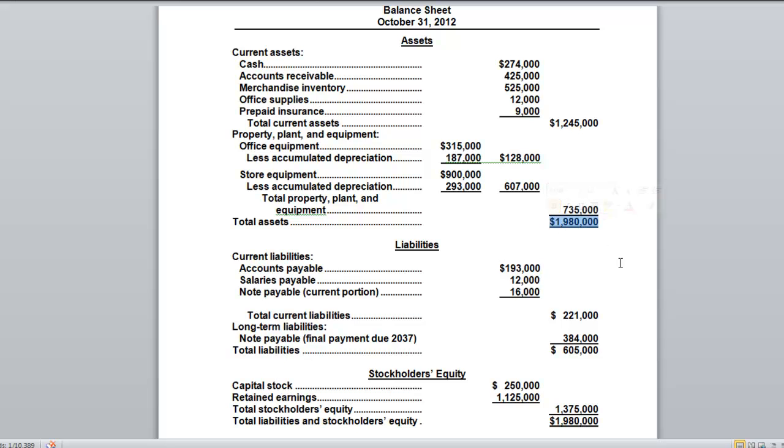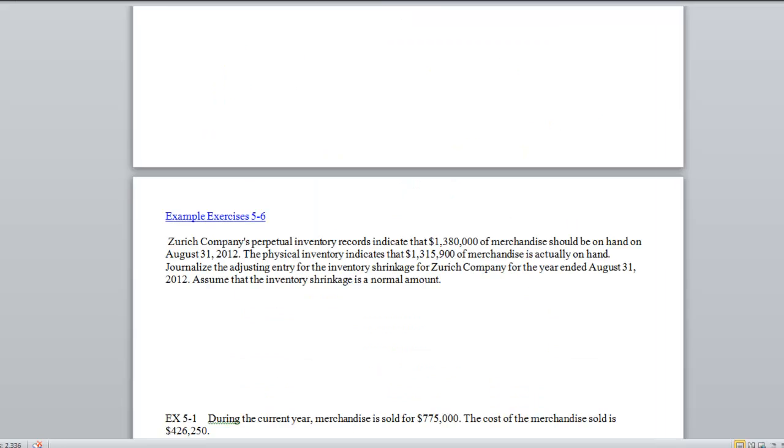At this point, we've properly prepared a multi-step income statement, a statement of retained earnings, and then finally our classified balance sheet. Let's take a look at another example or another problem here. This is example exercise 5.6. It says Zurich Company's perpetual inventory records indicate that $1,380,000 of merchandise should be on hand as of August 31st, 2012. The physical inventory indicates $1,315,900 of merchandise is actually on hand. Journalize the adjusting entry for the inventory shrinkage for Zurich Company for the year ended August 31st, 2012.